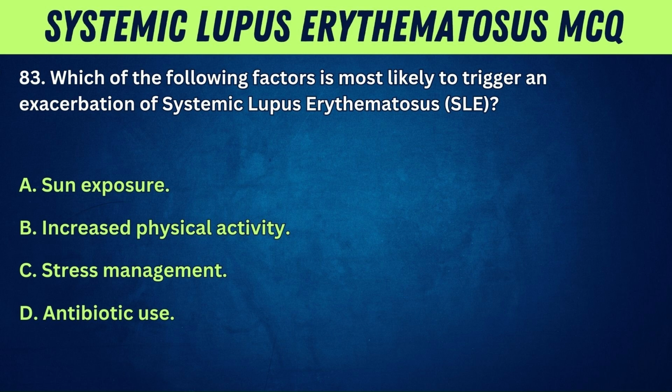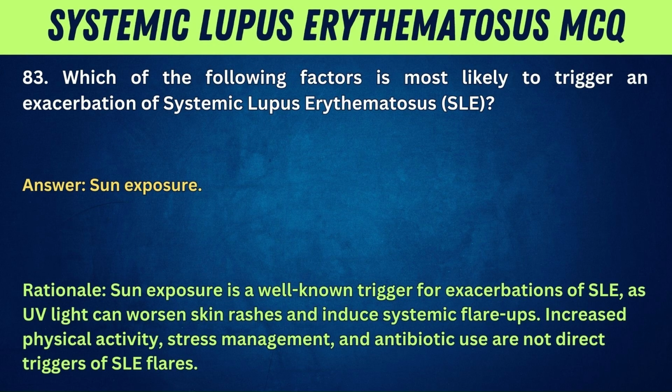83. Which of the following factors is most likely to trigger an exacerbation of systemic lupus erythematosus, SLE? A. Sun exposure. B. Increased physical activity. C. Stress management. D. Antibiotic use. Answer: sun exposure. Rationale: sun exposure is a well-known trigger for exacerbations of SLE, as UV light can worsen skin rashes and induce systemic flare-ups. Increased physical activity, stress management, and antibiotic use are not direct triggers of SLE flares.